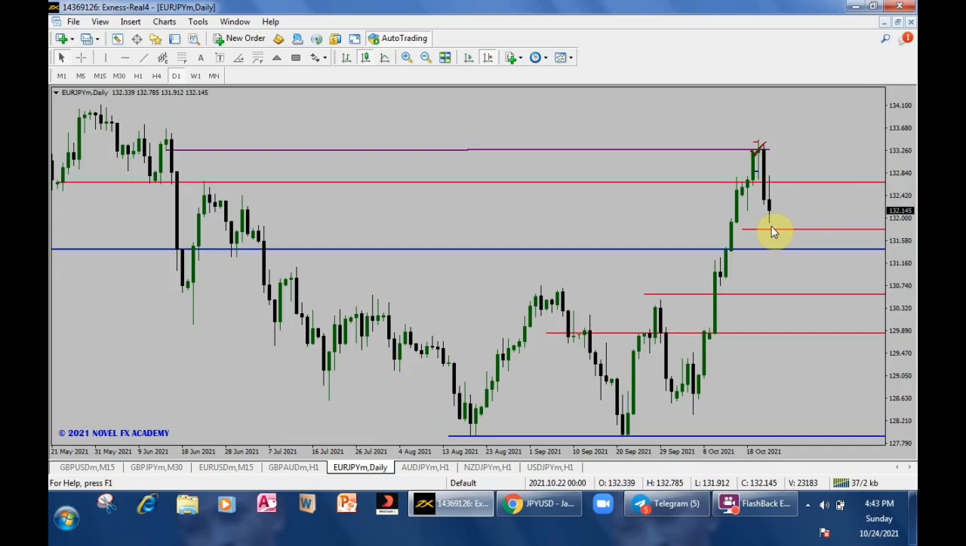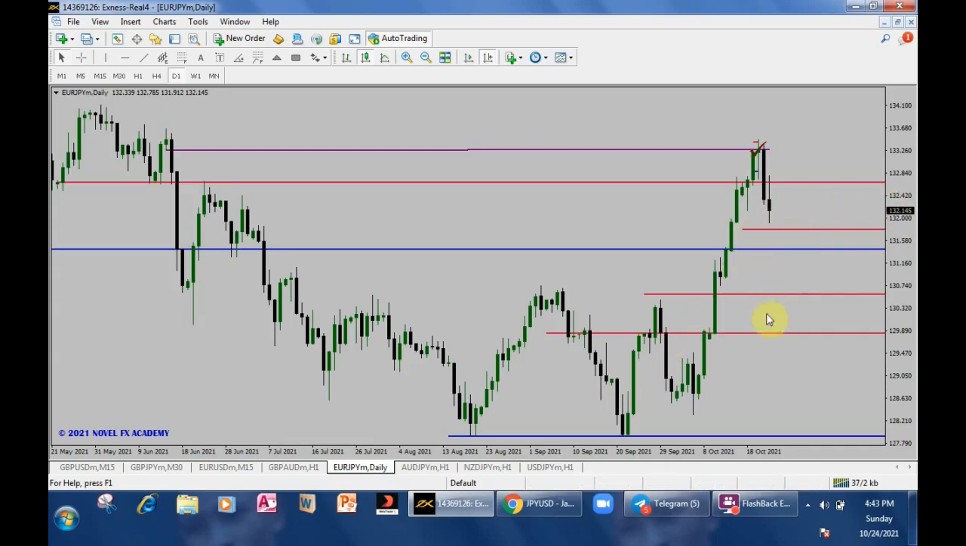So it's not as if I was guessing that price was going to sell or buy. No, I had a clear sell bias. Okay, so that's what you want to do. You want to do a monthly, weekly, and daily top-down analysis, and that is all you need to determine the bias.